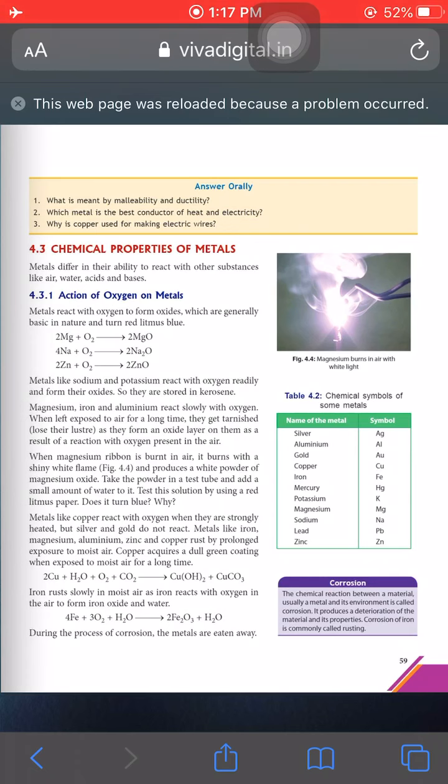When copper corrodes, it appears green in color. Next, when magnesium ribbon is burned in air, it produces a white flame, and after that a white powder is formed, and this white powder is magnesium oxide.